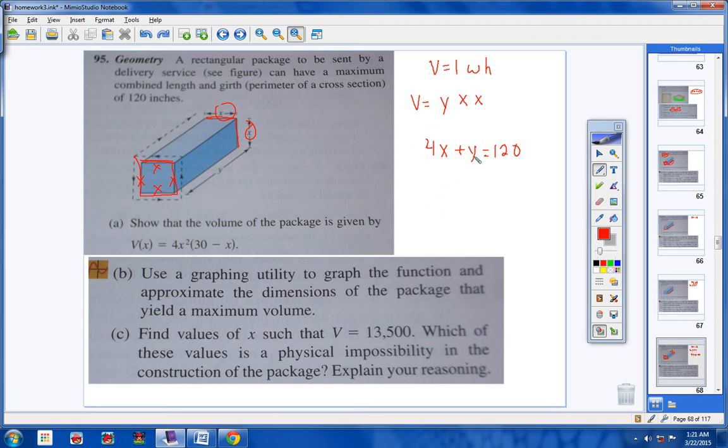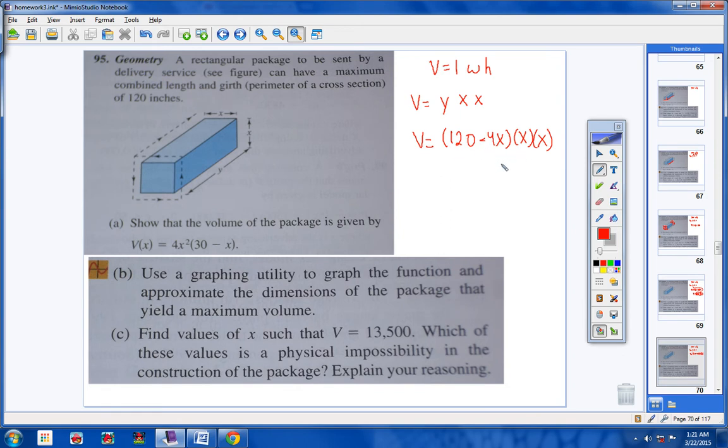Now, do you not see what I can do? I can get y by itself like this. And now y equals this. So I can pick that up and put it in for what? In for y. Okay? So bring the 4x over and make it a negative 4x. And now y is by itself. So now where the y is, I'm going to put 120 minus 4x.